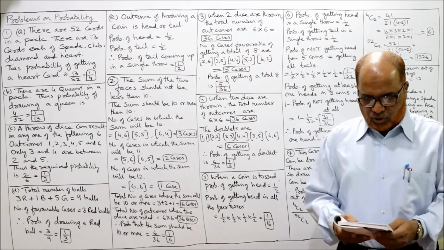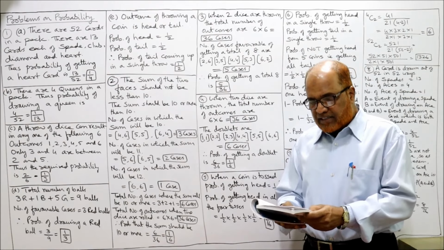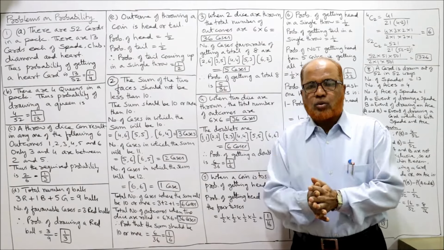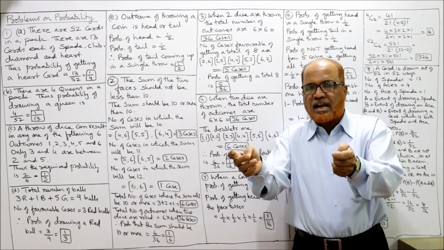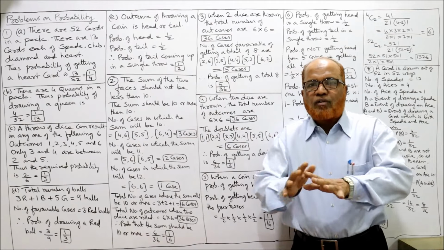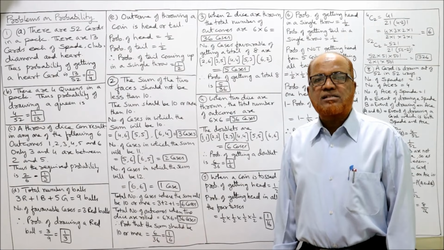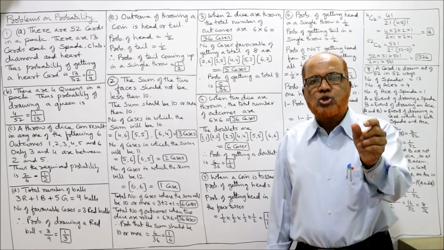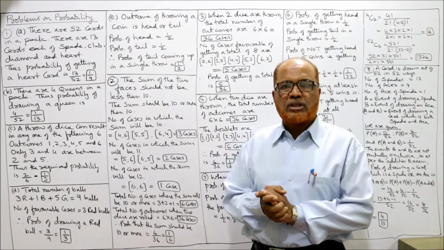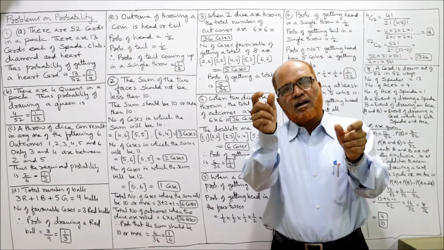Now see the fourth problem. Find the probability of getting a doublet when 2 dice are thrown. When 2 dice are thrown, suppose in one hand 1 dice, another hand another dice. 2 dice are simultaneously thrown. So what is the probability of getting doublet? The meaning of doublet is same number should be shown on both the dice. That is called doublet. Example, first dice 1, second dice 1.